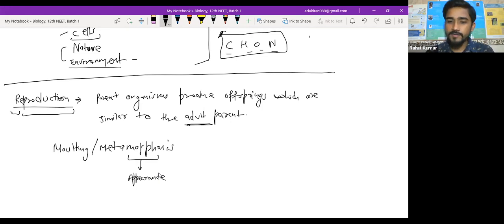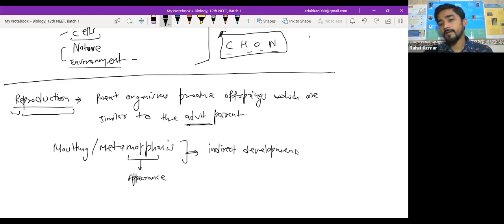So metamorphosis, or molting, means transforming from a state which was very different to begin with into something which resembles the adult parent. Okay. And it's a type of indirect development. Indirect development. Now, this happens in the case of insects. It also happens in the case of amphibians.